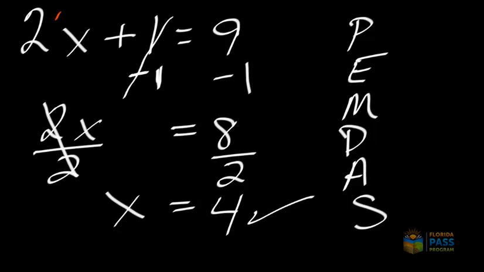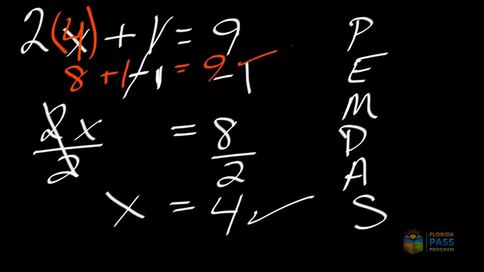We just said x equals 4. X equals 4, so I'm going to write a 4. 2 times 4 is 8. 8 plus 1 equals 9. It checks. You always should check your work. When you check your work, you are 100% sure that your answer is correct.